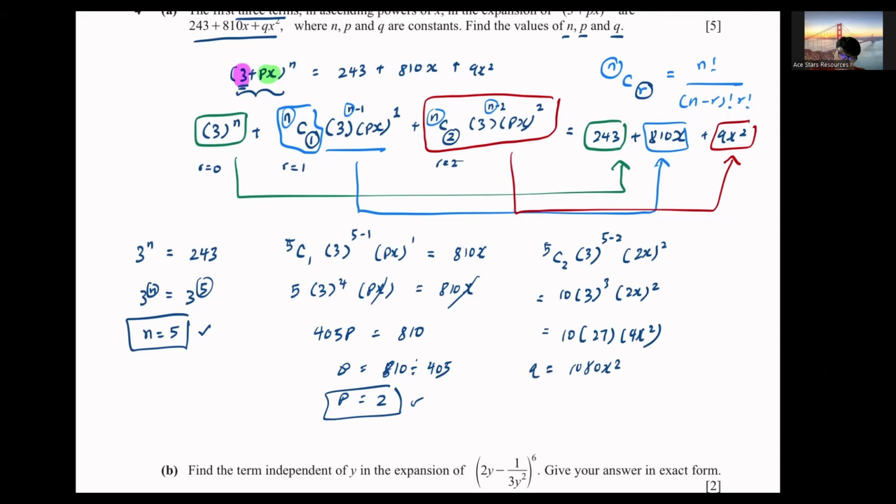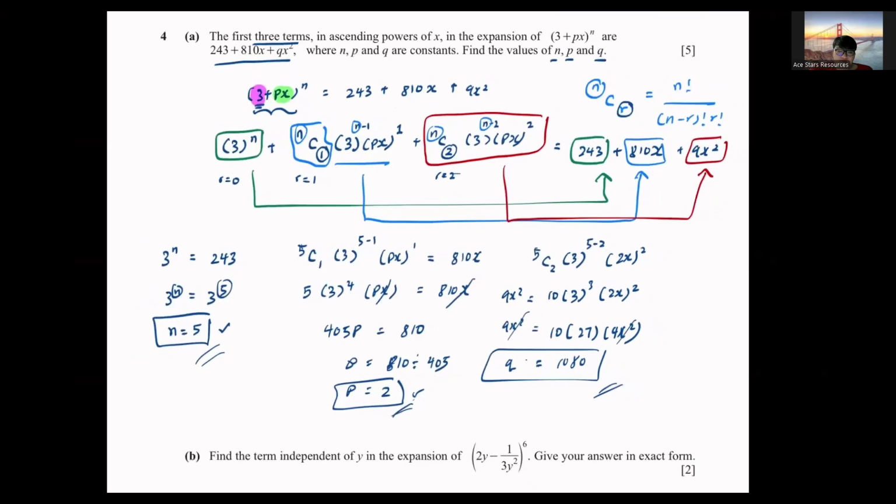So do we need x squared? Oh, we don't need x squared because this is equal to qx squared, right? So that will cancel out the x squared. So technically q will be just equal to 1080. There we go. Perfect.